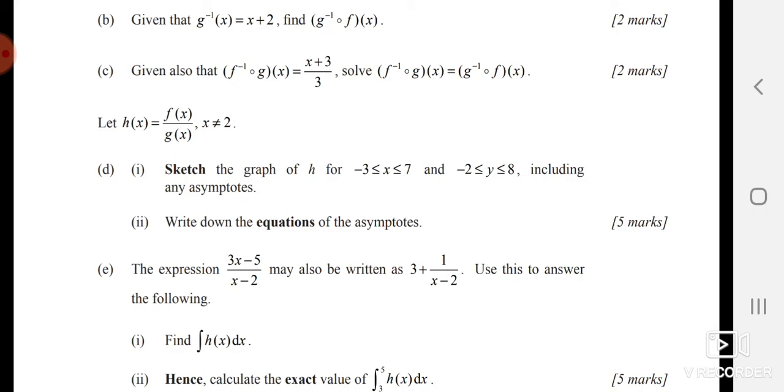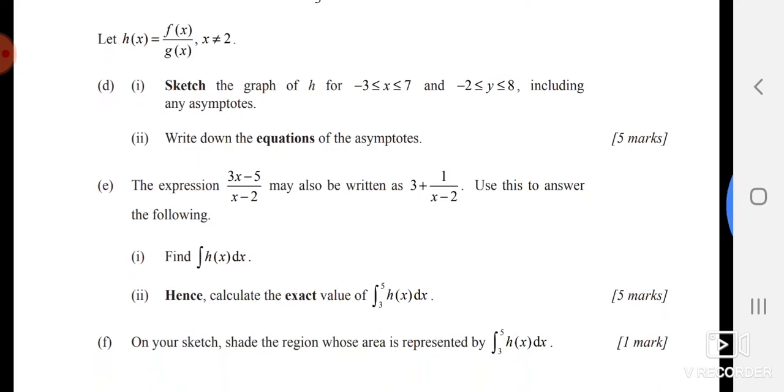I don't think you will have any confusion for this. He himself is actually giving you the answer. Now I'm going for part E. Here you already have divided, and the answer is 3 plus 1 over x minus 2, and he is saying integrate it. When you integrate the first term, the integral of 3 would be 3x, plus the integral of 1 over x minus 2, which would be ln absolute x minus 2.